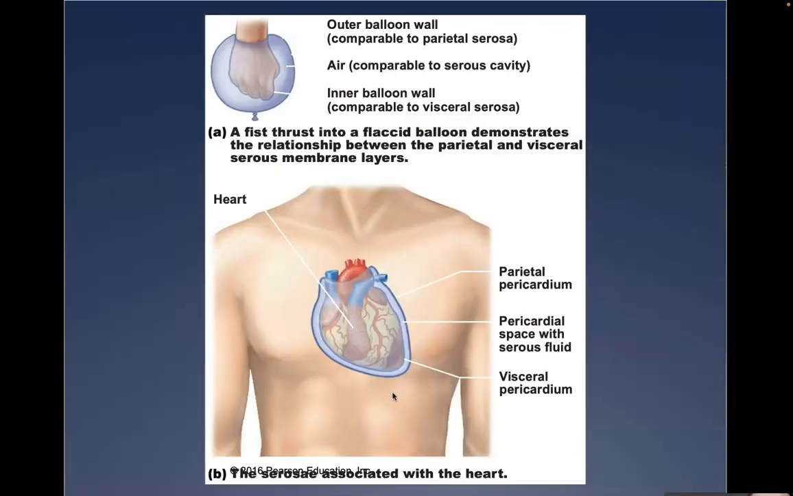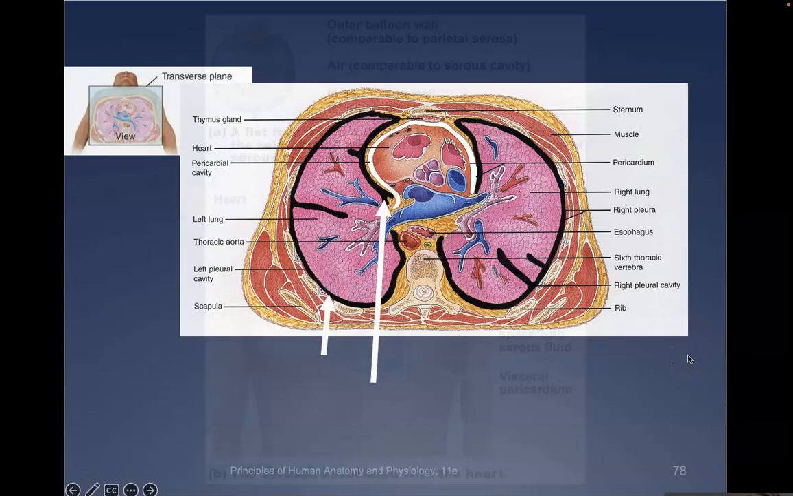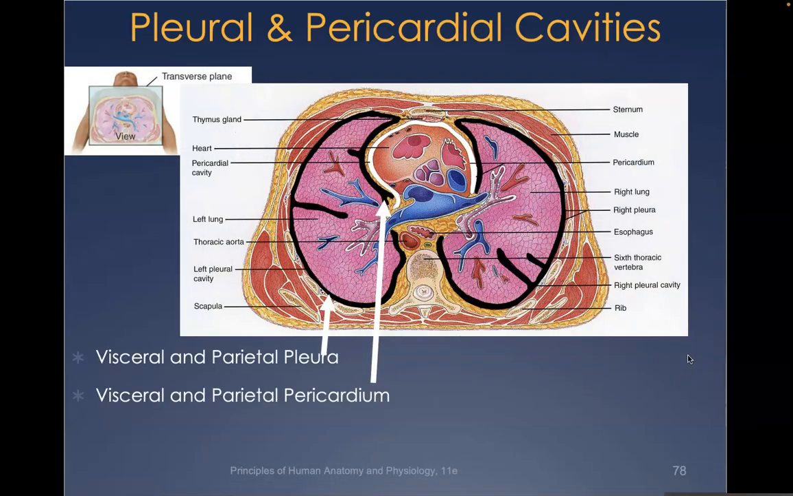So we already talked about the pericardial cavity. We talked about the parietal pericardium, the visceral pericardium, and the pericardial space with a serous fluid in between. Now we're going to talk about the pleura. This is the double membrane that surrounds each of these lungs, and you're going to have a parietal pleura and a visceral pleura. It's not really depicted well. Let me see if I can find it.